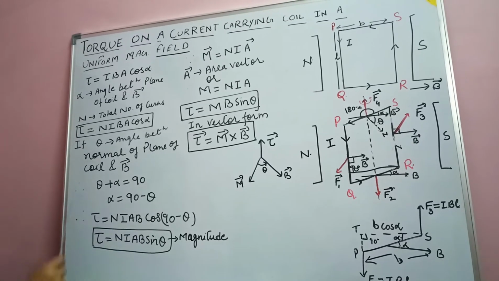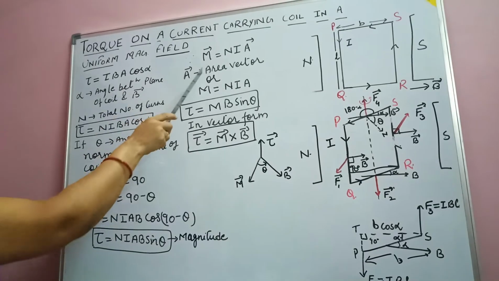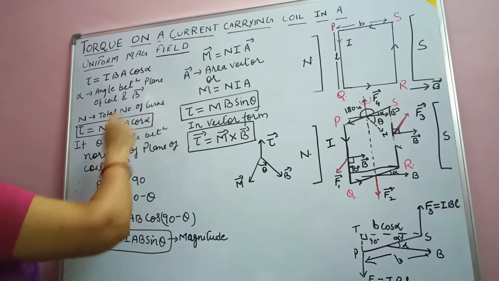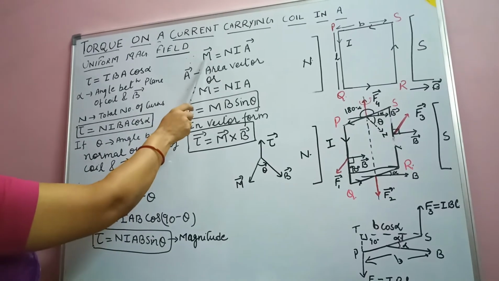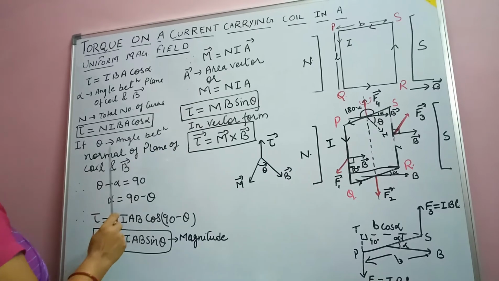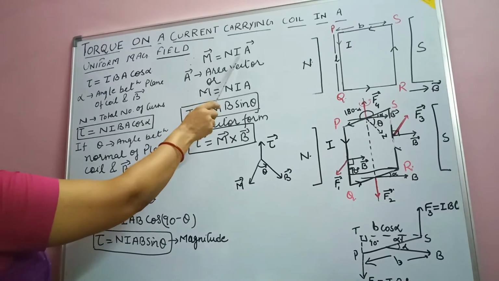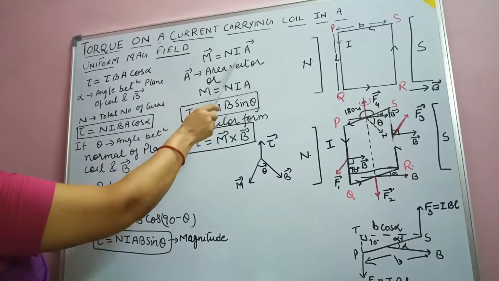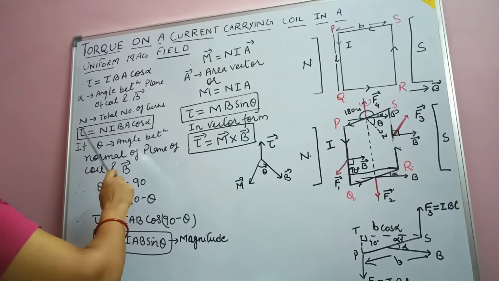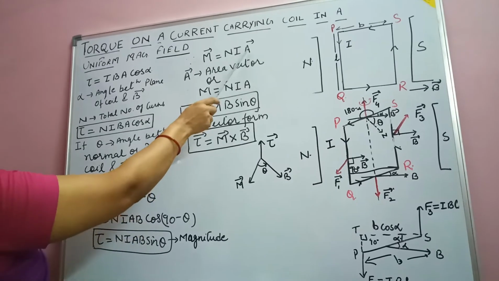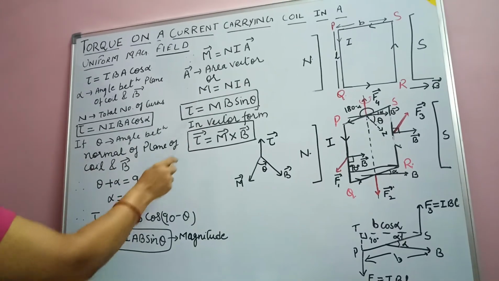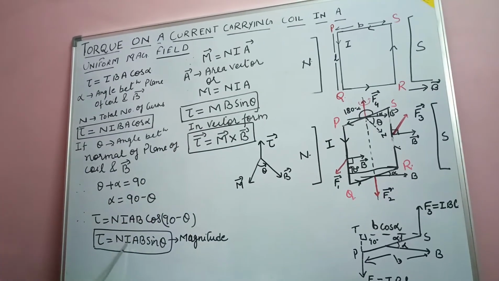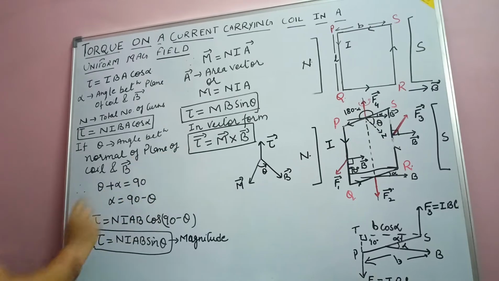Now we are going to consider the vector form. We have learned that for a circular coil in a magnetic field, there is a magnetic dipole moment acting on the coil, which is in the direction of the area vector of the plane of the coil. So M is equal to NIA. This is the formula of the magnetic dipole moment for a current carrying coil in a magnetic field. Its direction is the direction of the area vector. In magnitude, M is equal to NIA, so NIAB sin theta can be written as MB sin theta.